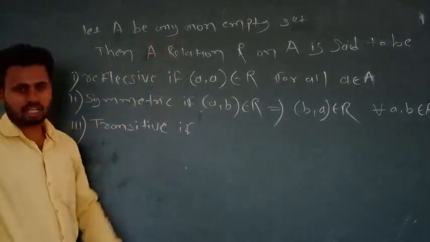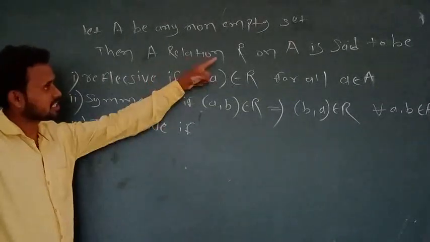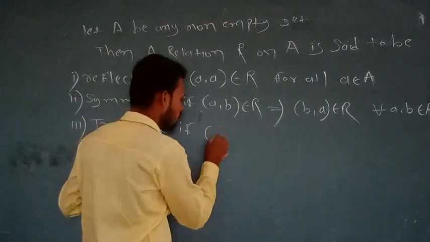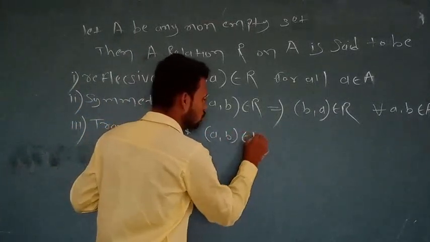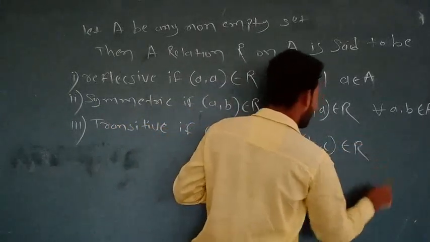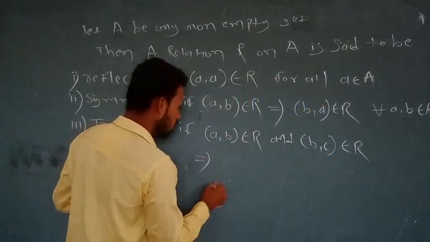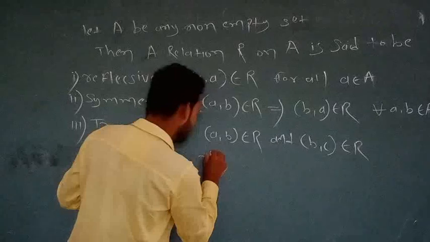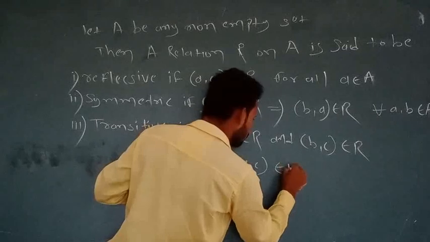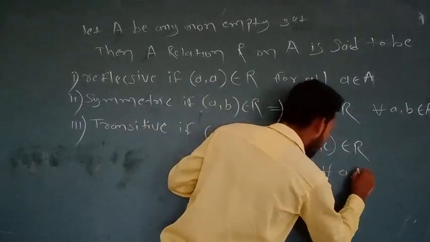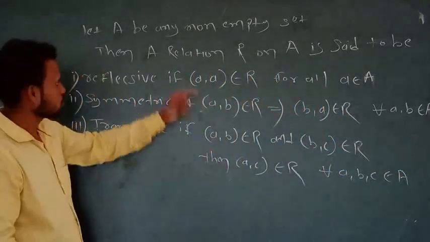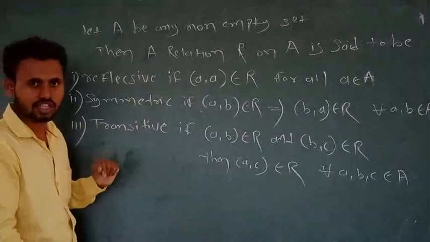Let A be any non-empty set, then a relation R defined on A is said to be transitive if the ordered pair (a, b) belongs to relation R and the ordered pair (b, c) belongs to the relation R, that implies the ordered pair (a, c) also belongs to the relation R, for all a, b, c belonging to the set A. If such a condition holds, we can say the given relation is transitive.